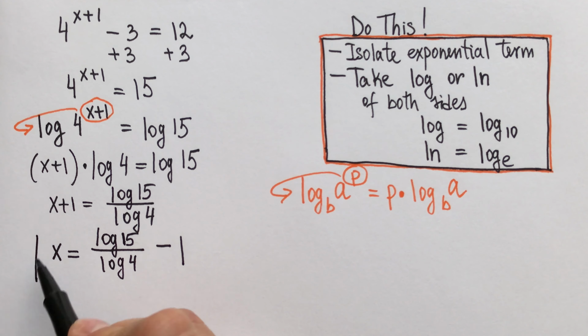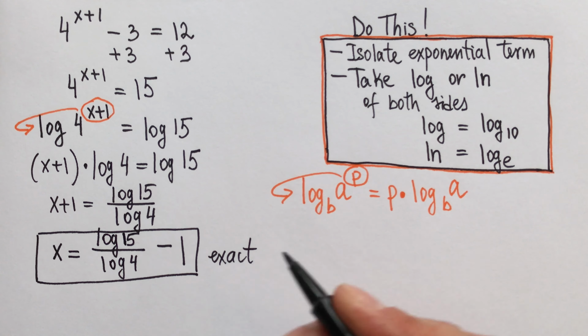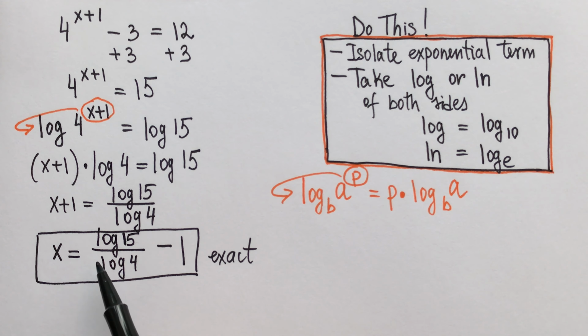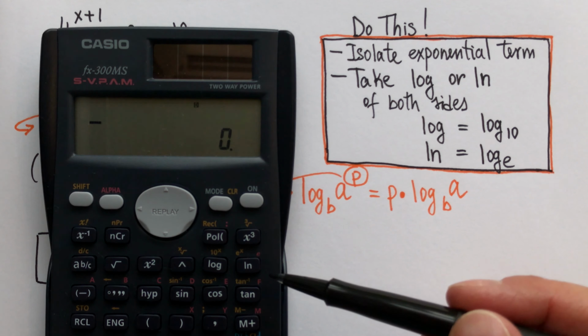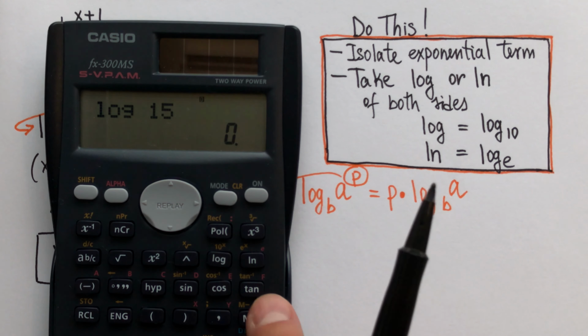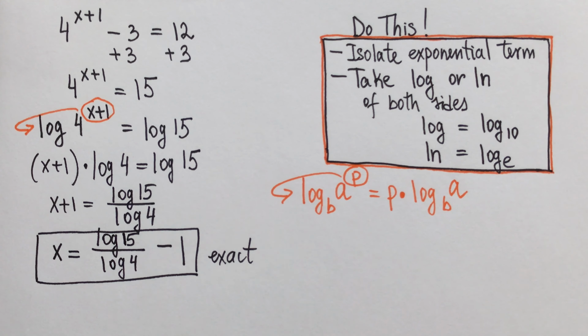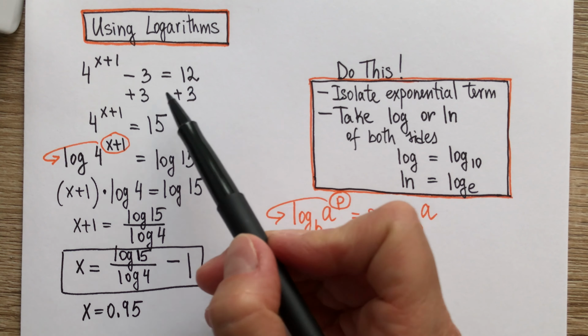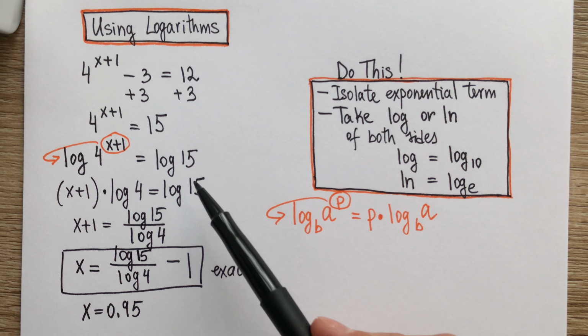If we leave the answer like this in terms of logs, this will be the exact answer. But if we want to know x as a number or as a decimal, we just pick a calculator. I have the buttons for the common logarithm and the natural logarithm. So here we go. Log of 15 divided by log of 4. Now minus 1, and it's going to be 0.95. So our x as a number is 0.95. You see, in this equation, we couldn't get the same base on both sides. So we solved it by taking the common logarithm of both sides.